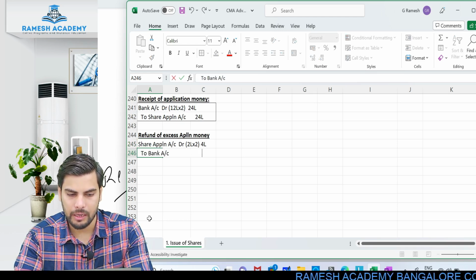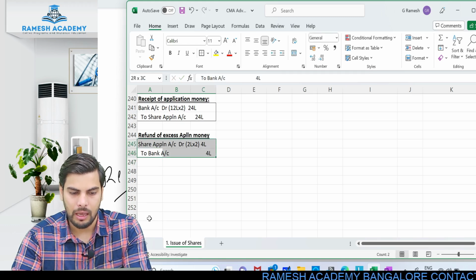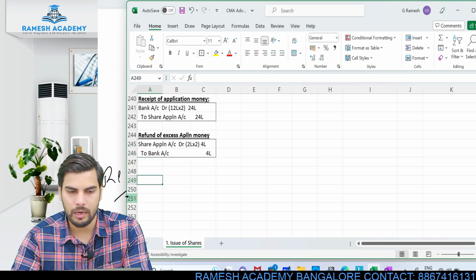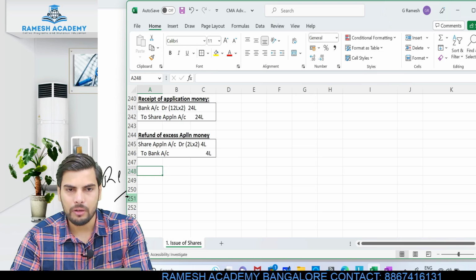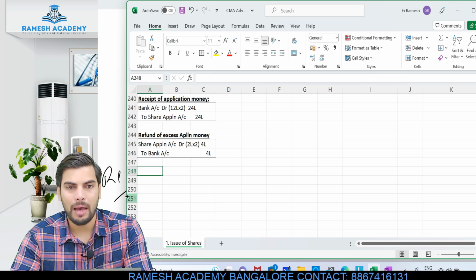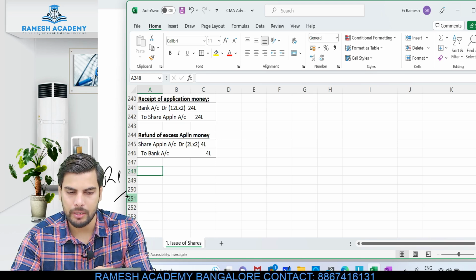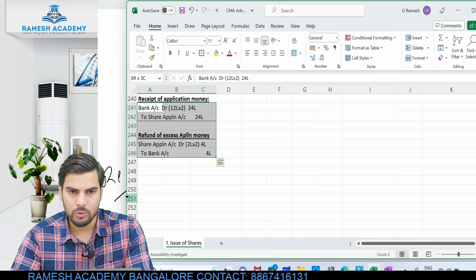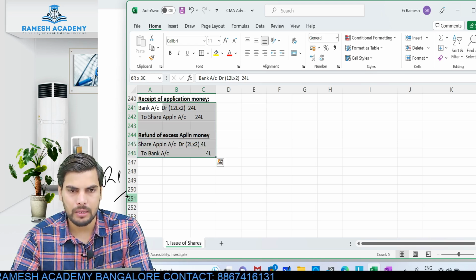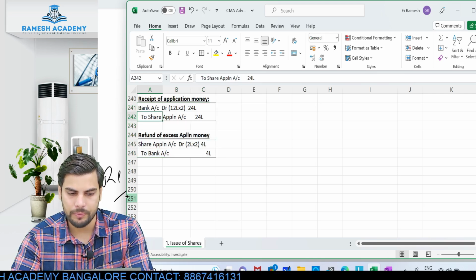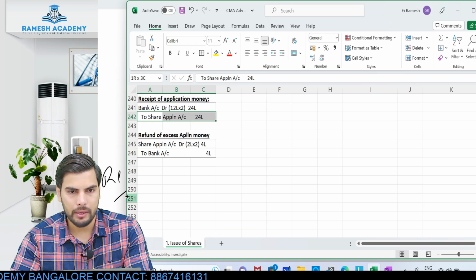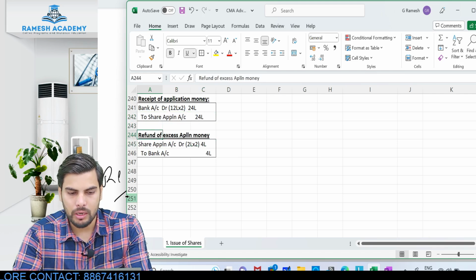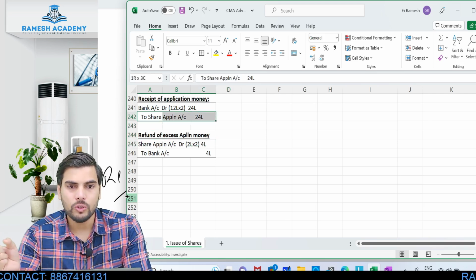Whenever I pay any amount, I have to credit the bank account. Any amount which you receive, debit bank account. Any amount which you pay, credit bank account. You will be aware of this. Now, all we need to do is find the balance amount to transfer to share capital. Instead of preparing the ledger, just have a look at these two journal entries. Share application showed a credit balance of 24 lakh, and here I debited 4 lakh.